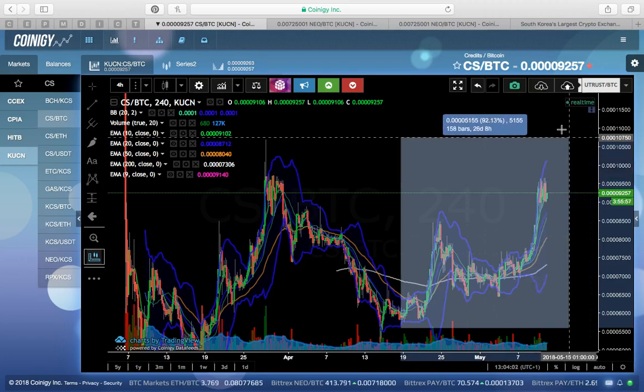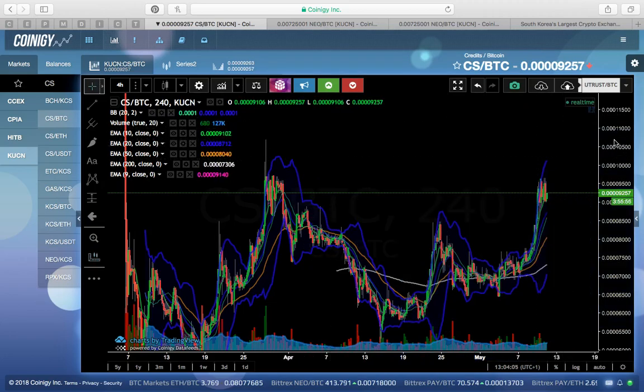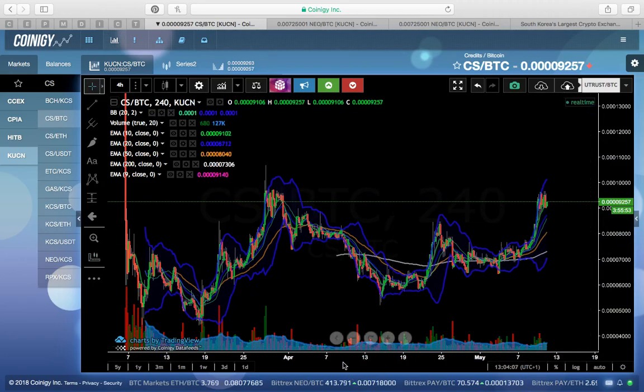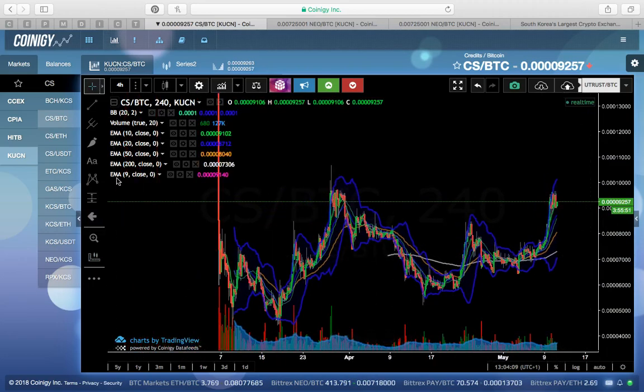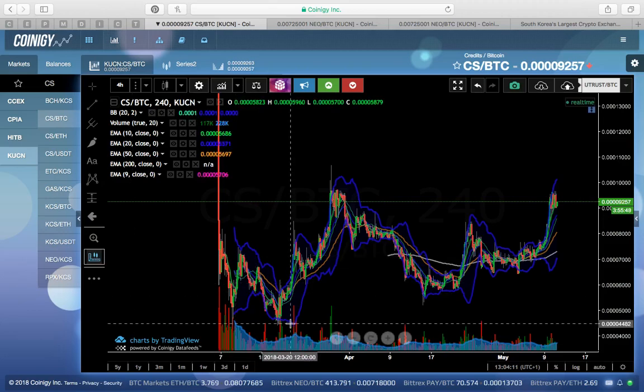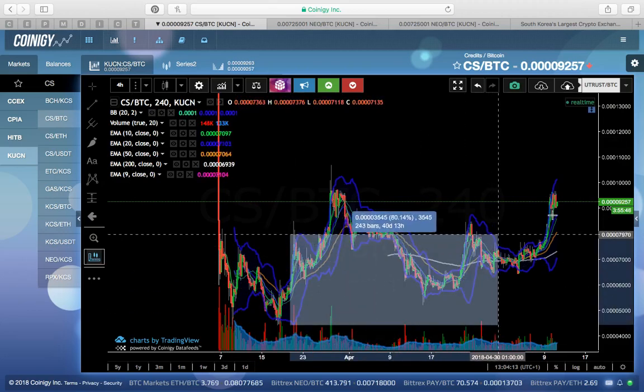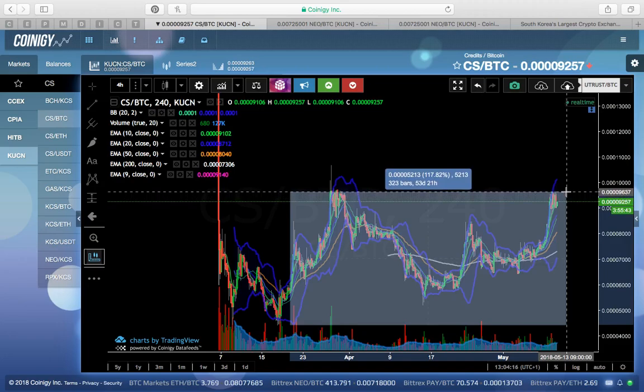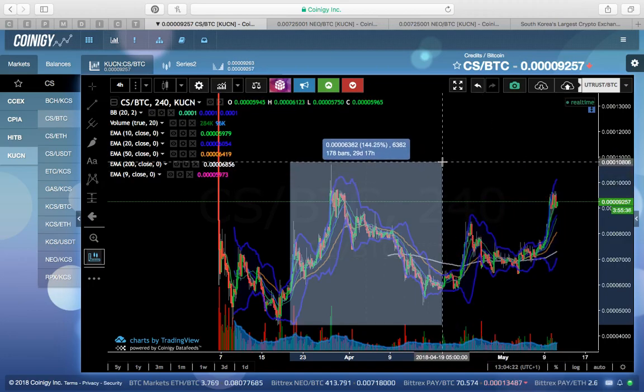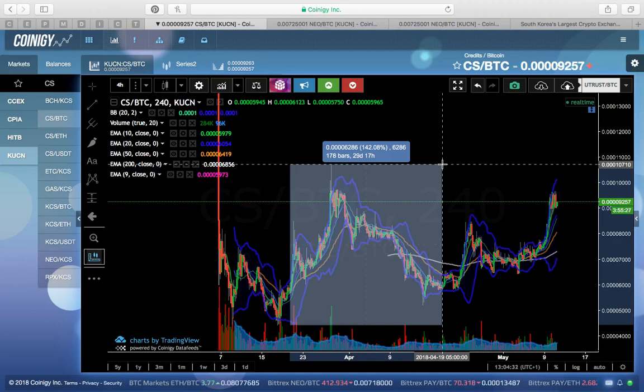I've actually bought this one. I bought around here, so I'll be looking at 118% profit at the moment with Credits, and if I'd sold there, 142%. Again, I wasn't around when that happened, and I never sold.